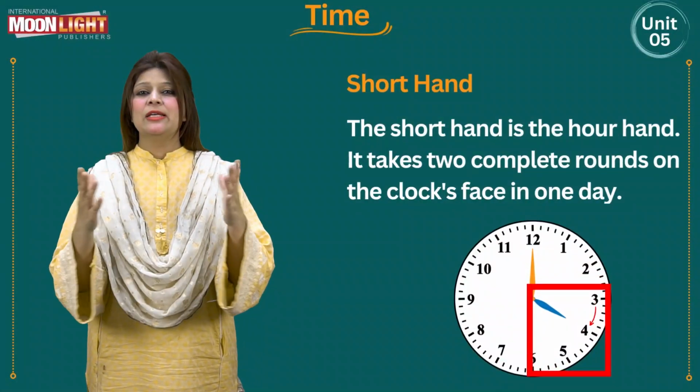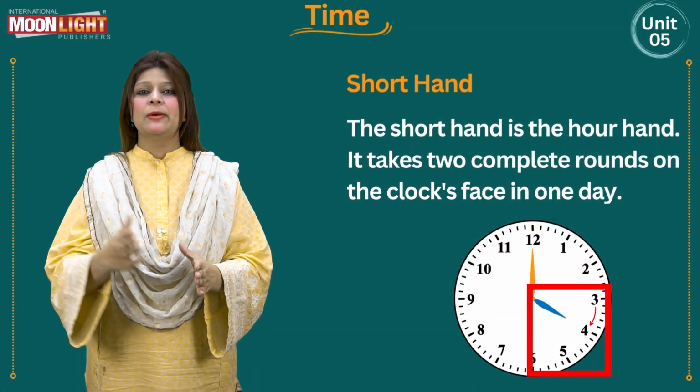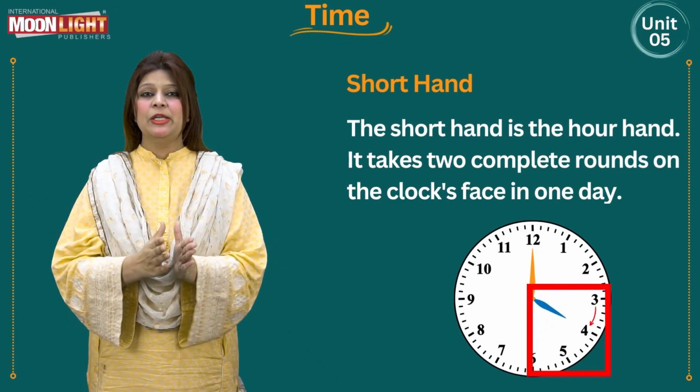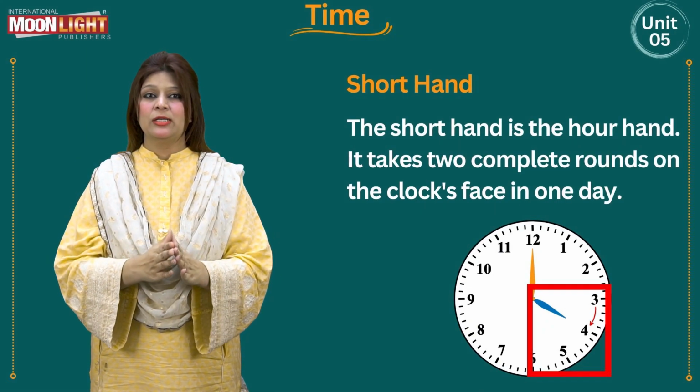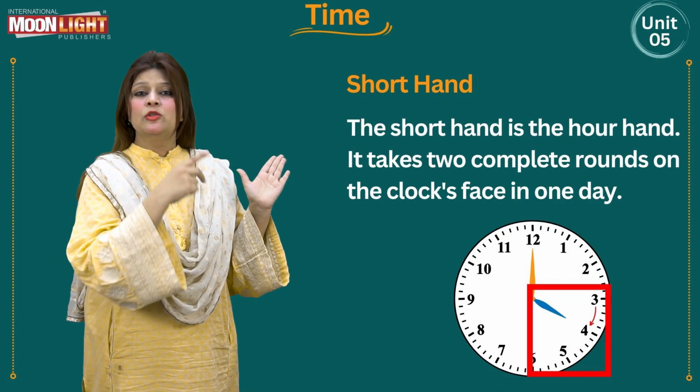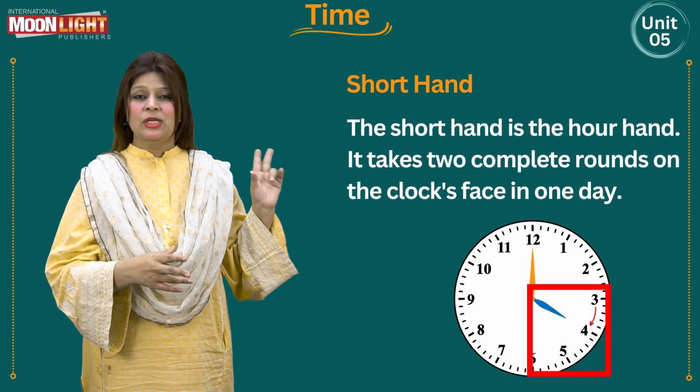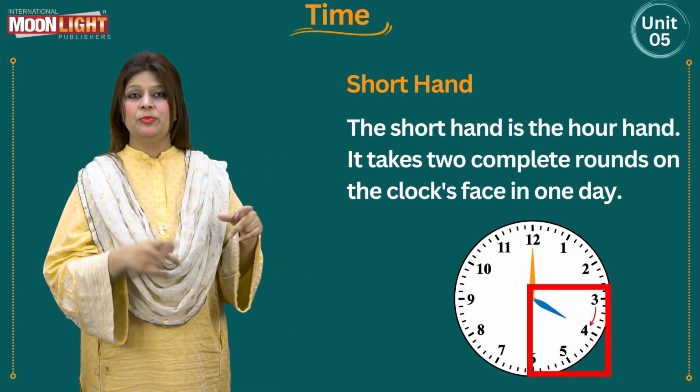The short hand is the hour hand. It takes 2 complete rounds on the clock face in one day, because in one day there are 24 hours. In this clock 12 is there, so each time is going to repeat 2 times. So this movement is going to be twice.